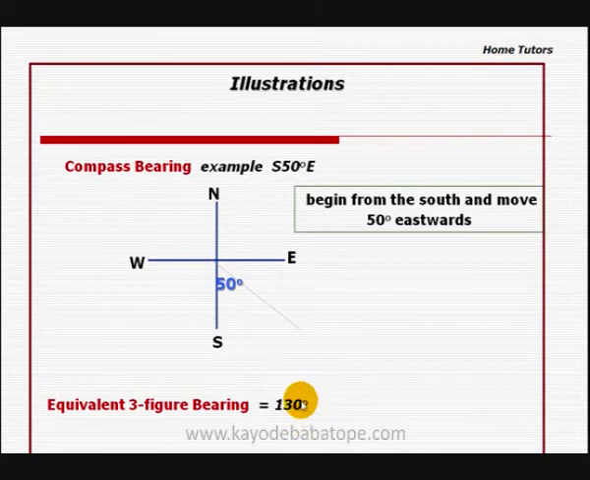I hope you understand. South 50 degree east is this angle, the displacement of this line from the south axis. However, if you want to quote the angular displacement of this line with reference to the north, you will be measuring this angle. And if this angle is 50 degrees, then this angle is 130 degrees. Therefore, its three-figure bearing is 130 degrees.